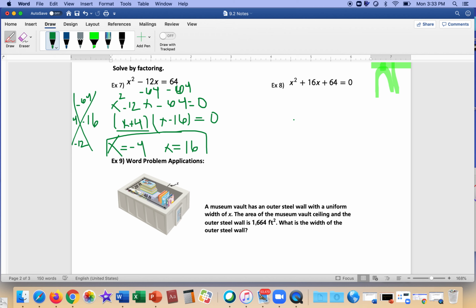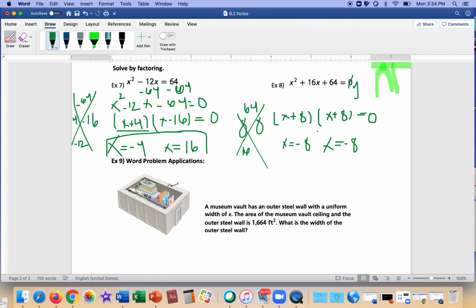Okay, so for this next one, all terms are on one side. If you're looking for combos that multiply to 64 and add to 16, it's 8 and 8. So we have x plus 8 times x plus 8 equals 0. Now if we set both of these equal to 0 and solve, we would get x equals negative 8, right? And we'll see later down the road, if this was a y, so that's our answer, x is negative 8.